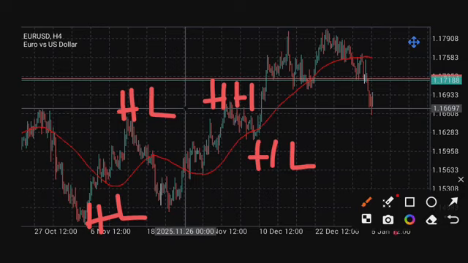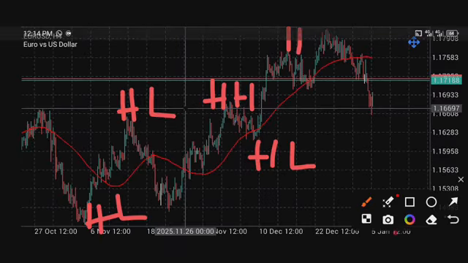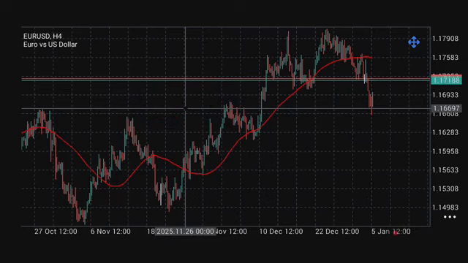This point is another higher high, while this one is a higher low. So when price is in an uptrend, it makes higher highs and higher lows. Price doesn't move straight, it moves in a zigzag. That zigzag movement upward produces higher highs and higher lows, and higher highs and higher lows. So that's for an uptrend.